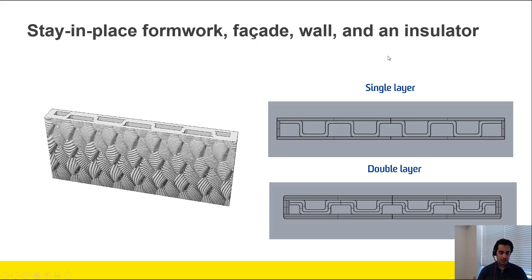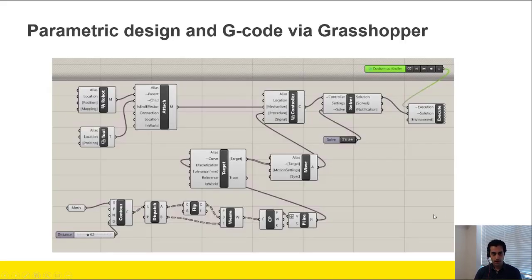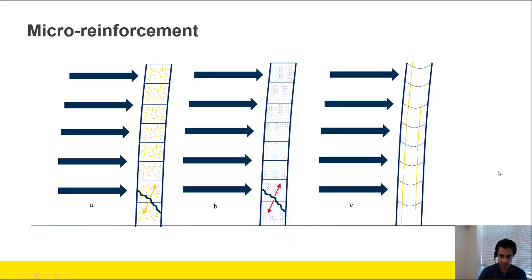So based on those methods that we discussed, we can see whether the material that we're developing is going to be printable or not, and then based on that, we use it in different projects. This project is about facade, wall, and insulator elements that we can use in buildings, which can use a parametric design in terms of providing a single layer or double layer, and providing all the G-code and parametric design using Grasshopper, as you can see in the slide.